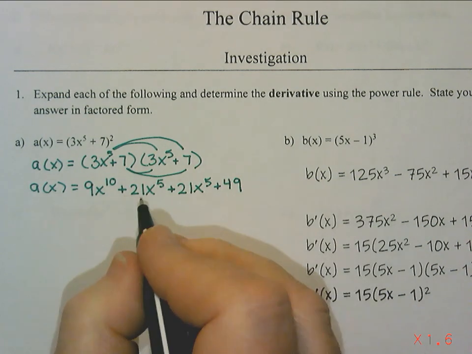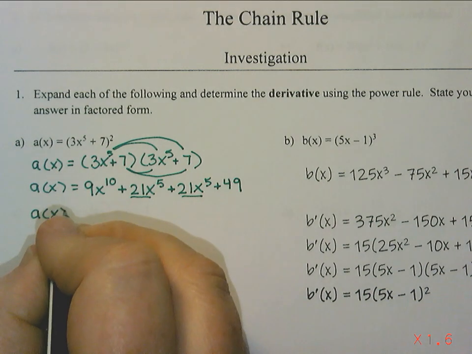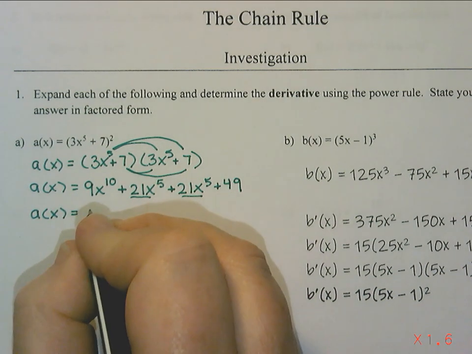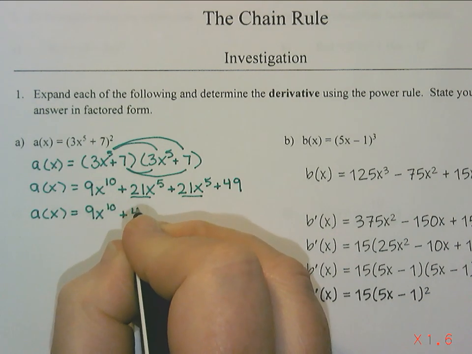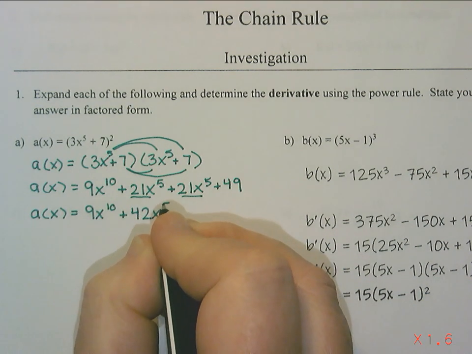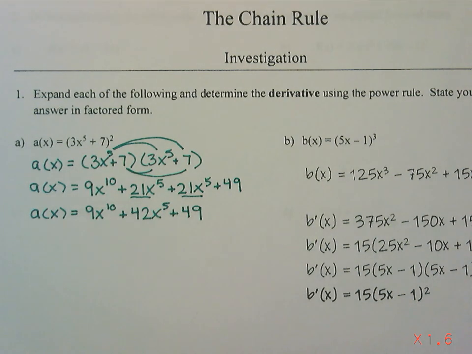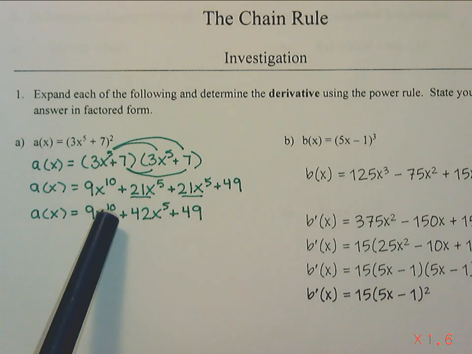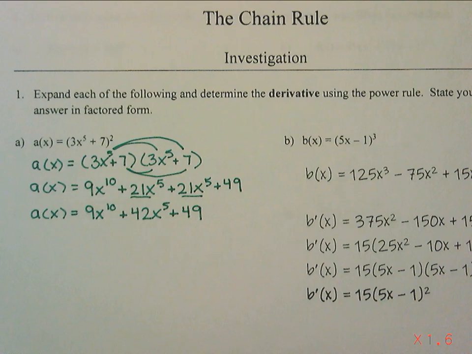All right, I do see that we have some like terms in the middle, so I am just going to collect those. So a of x in its expanded form is 9x^10 + 42x^5 + 49. So now that we've expanded it out, we should be able to take the derivative using power rule. Yesterday, when we talked about power rule, we said that you would take the exponent times the coefficient, and then we would take one away from that exponent.